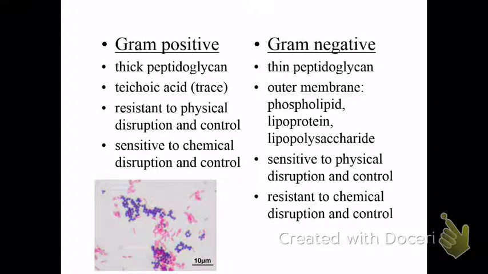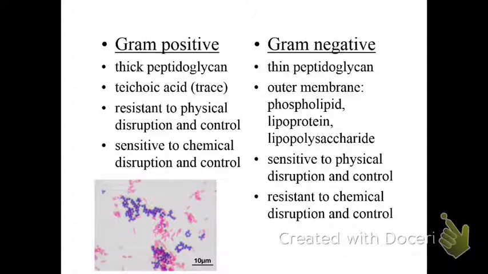Okay, gram-negative has a thin cell wall. It also has this fatty layer on the outside of it, which offers extra protection and makes them sometimes more difficult to kill. Phospholipid, lipoprotein, lipopolysaccharide layer. So think of it as like an oily, greasy layer on the outside of that thin gram-negative. Sensitive to physical, resistant to chemical.